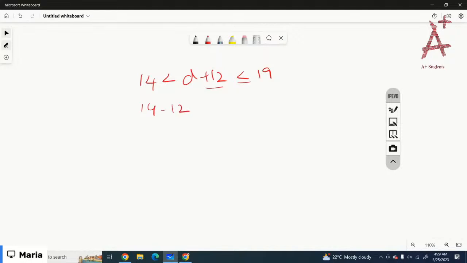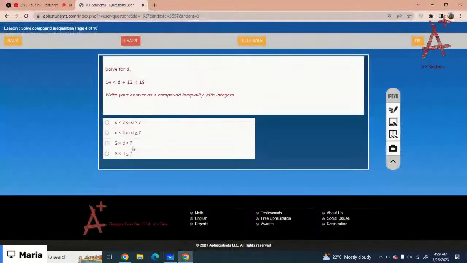So it would be 14 minus 12 is less than d plus 12 minus 12, and that would be 19 minus 12. So 14 minus 12 is 2 and 12 minus 12 is 0. We are left with d here, and 19 minus 12 is 7. So that means the values of d are between 2 and 7. Got it? So the correct option is 2 is less than d is less than or equal to 7. The last option is the correct option. Got it?